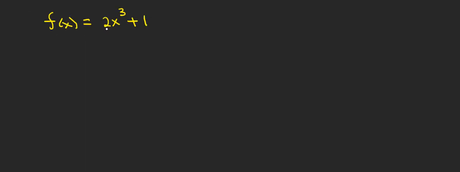Let's see if f of x equals 2x cubed plus 1 has an inverse function. If it does, let's find the inverse. So first, we need to graph this and see if it passes the horizontal line test.